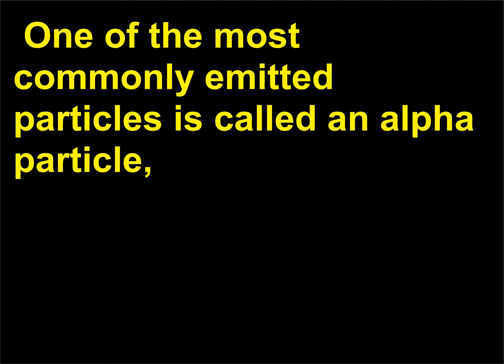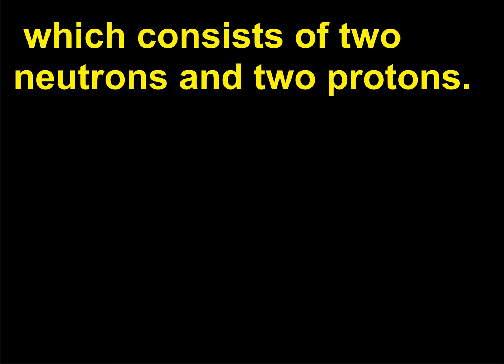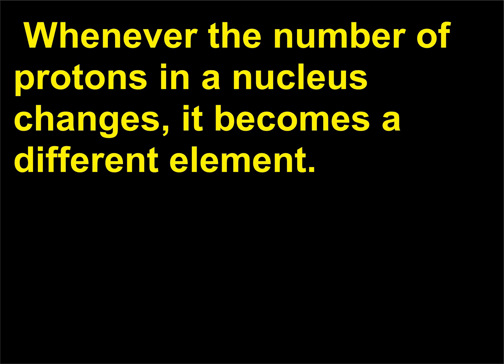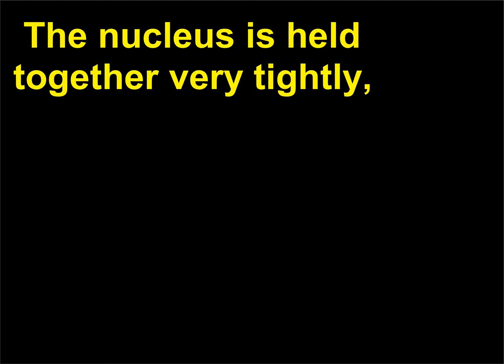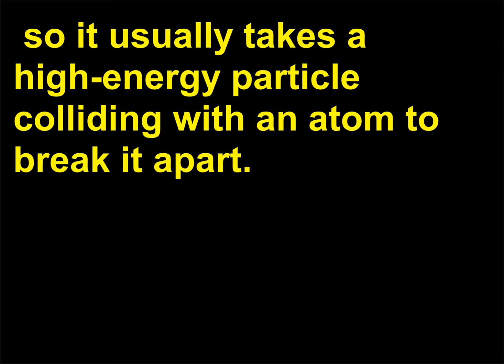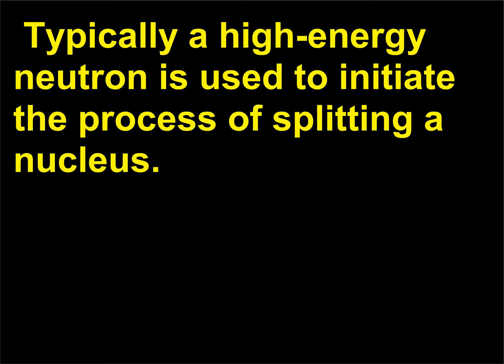One of the most commonly emitted particles is called an alpha particle, which consists of two neutrons and two protons. Whenever the number of protons in a nucleus changes, it becomes a different element. Nuclei can also be split intentionally in laboratories. The nucleus is held together very tightly, so it usually takes a high-energy particle colliding with an atom to break it apart. Typically, a high-energy neutron is used to initiate the process of splitting a nucleus.